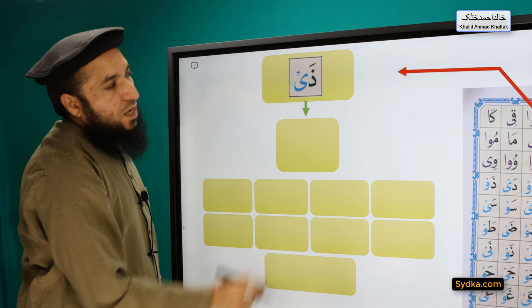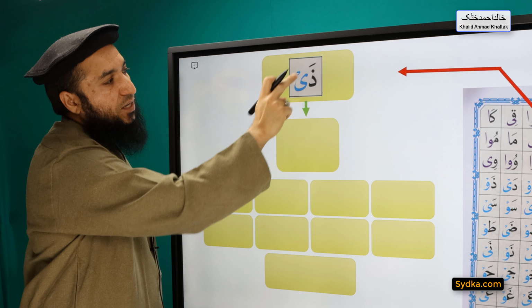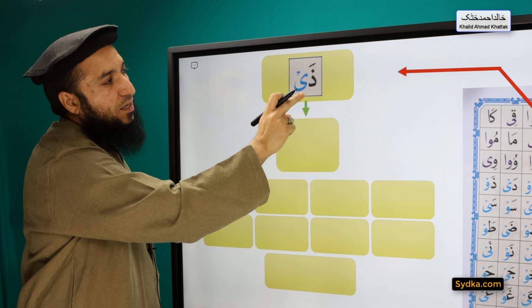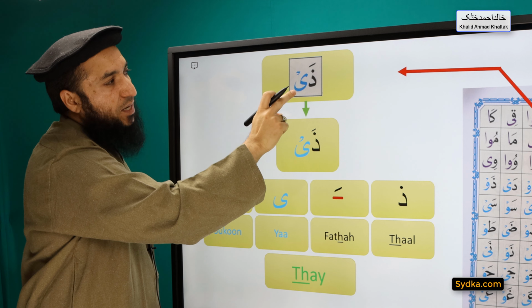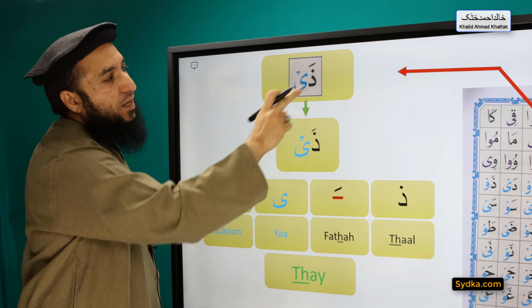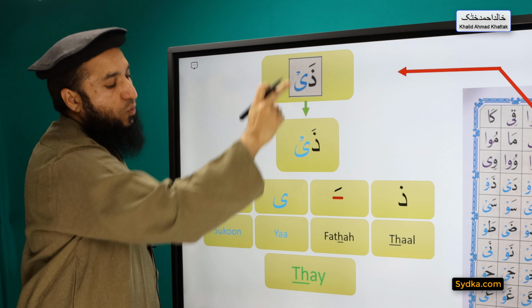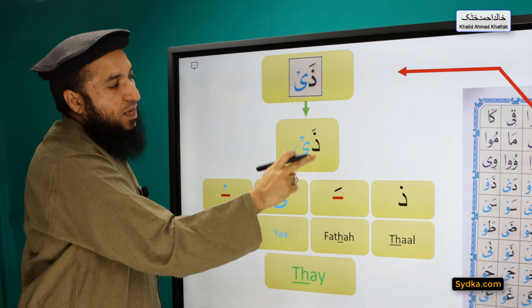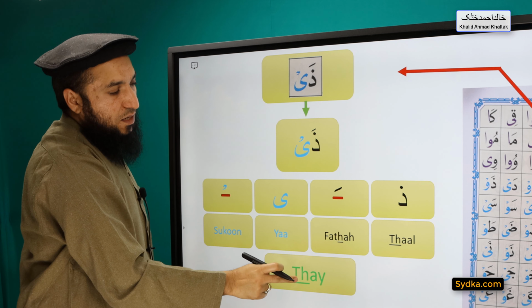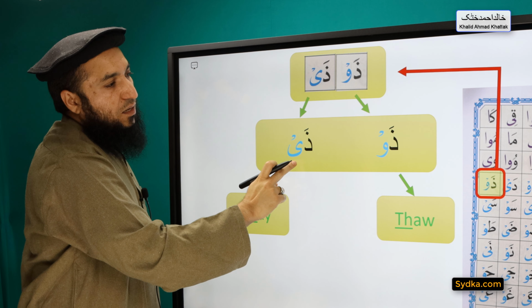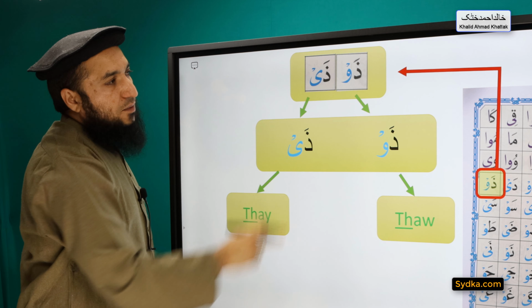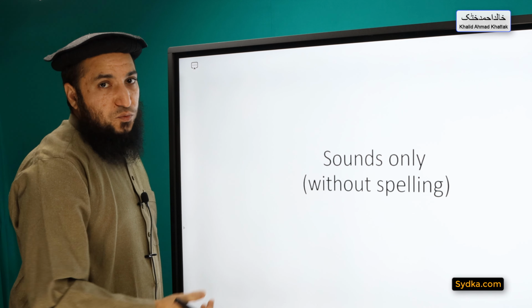The next syllable we have is dal fatha ya sukoon, they. Dal is a light letter, it has fatha on top of it, it is followed by ya, ya has a sukoon. Dal fatha ya sukoon, they. So now we have both of them. Though, they. Though, they. So the next few slides would be sounds only.